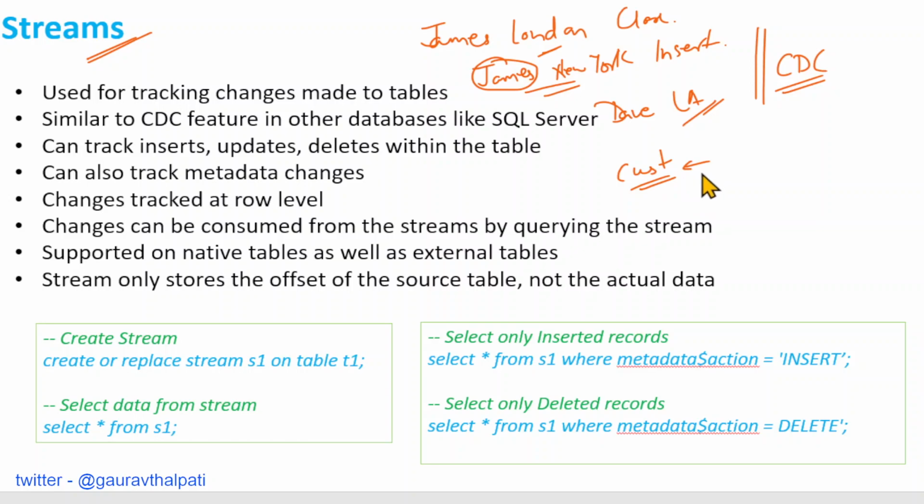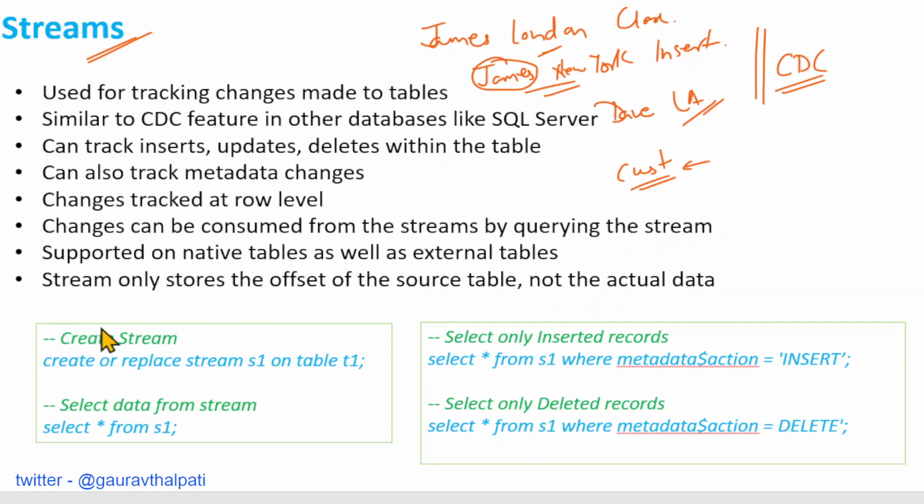If it gets updated, you'll have that as two records. One is the closed record, the older one, and the new record. And then you can consume the stream. This stream can be consumed. You can query this stream to identify whether a record is an insert or whether some updates have happened on it.